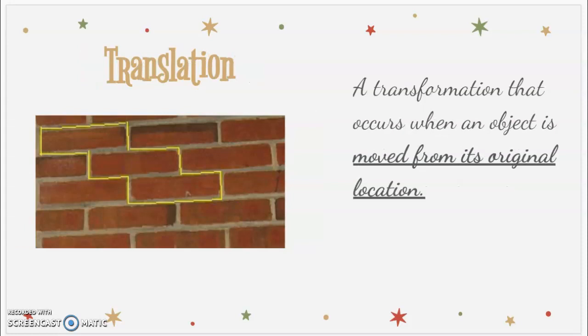Translation is a type of transformation that occurs when an object is moved from its original location. Such as bricks. There's a brick here, it moved here, still the same size, still the same shape. It's just moving around. Like my cursor was from here, now it's over here. It's still the same shape cursor, it's just in different places.